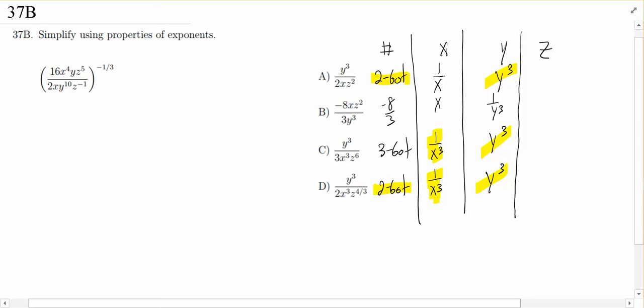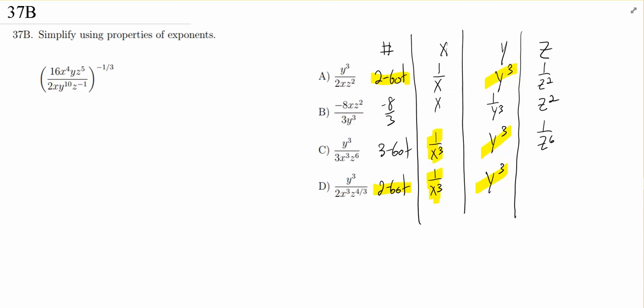And so let's look at the z's. The z's have a z squared in the bottom. They have a z squared in the top. They have a z to the 6th in the bottom. And they have a z to the 4/3, oops, in the bottom actually, sorry. Let me rewrite that. So it looks like all four multiple choice options are different when they come to the z's.